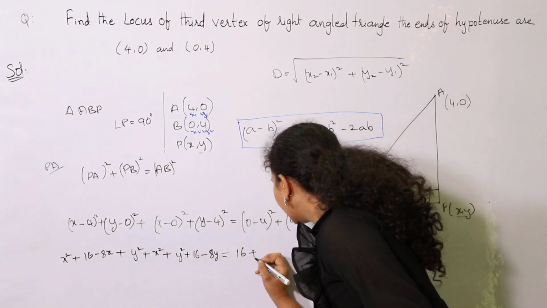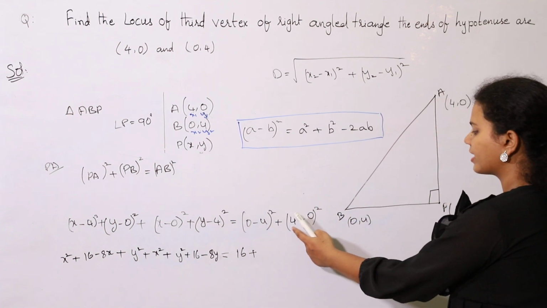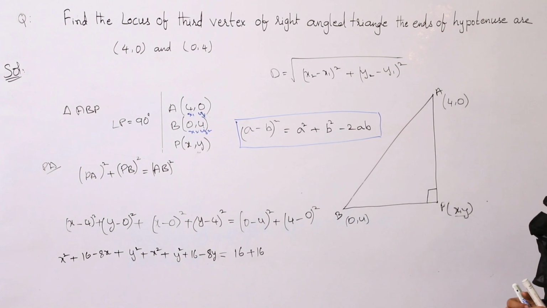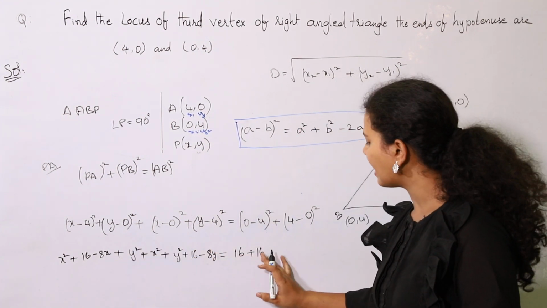Okay. Plus here 4 minus 0 whole square, where 4 square, just go for whole 4 square. 4 square is what? 16. Clear?